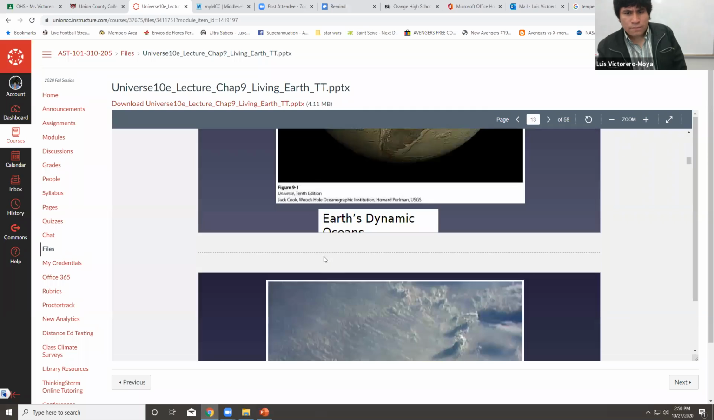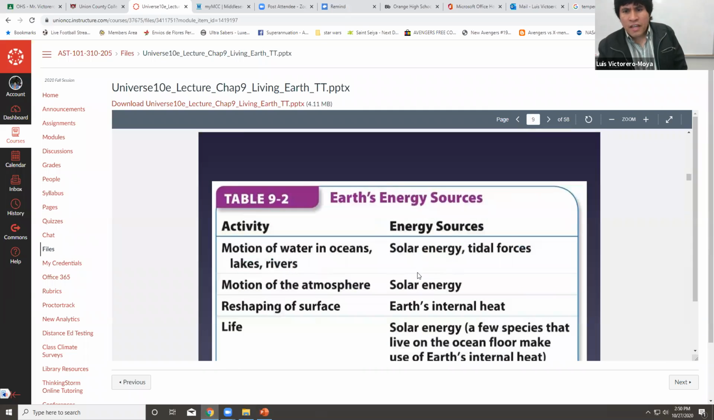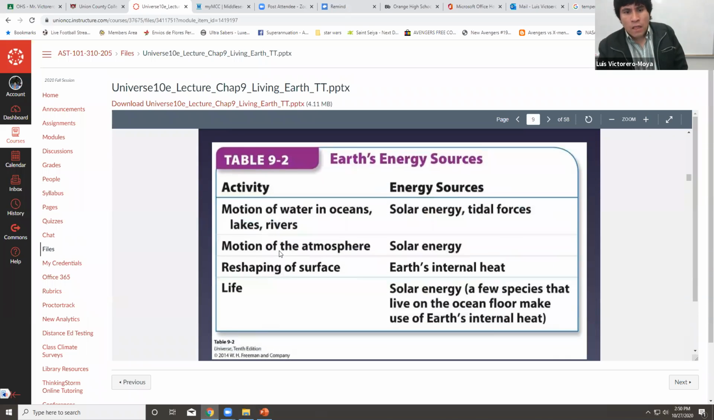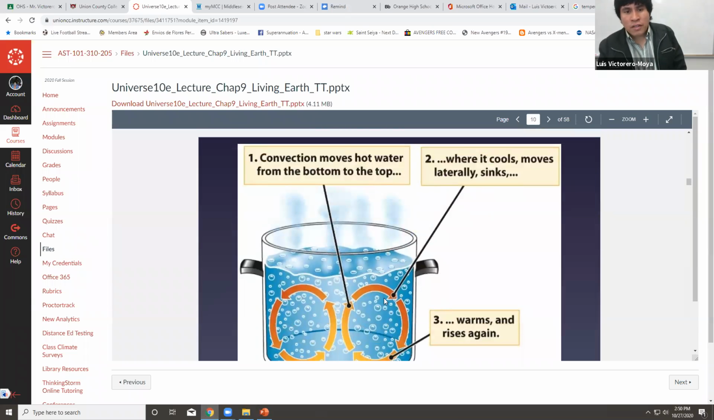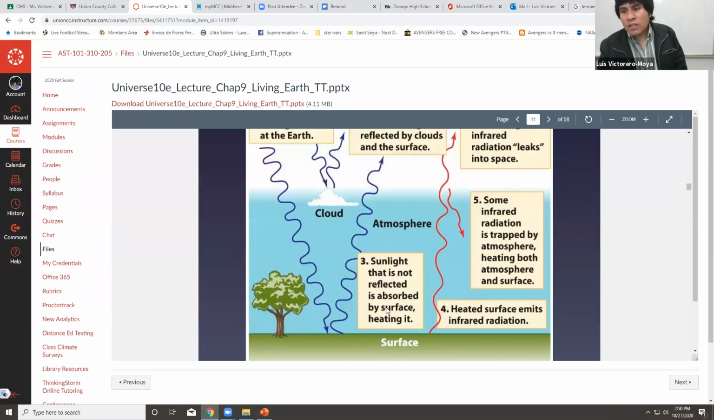Let's see what else you have here. Earth's energy sources: solar energy, the main one, but you also have the motion of the atmosphere, Earth's internal heat, tectonic plates, reshaping of the surface, and then life is due to the solar energy. Convection, here it is, as an example there. And here you have another slide of the Earth's greenhouse effect.